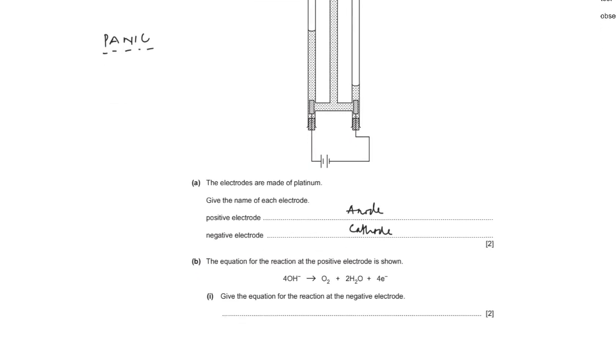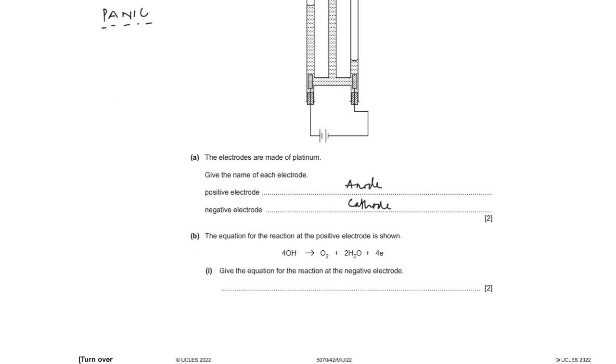Okay, the equation for the reaction at the positive electrode is shown. Give the equation for the reaction at the negative electrode. Okay, so you're basically electrolyzing H2SO4. At the negative electrode, the positive ion will go, that is the hydrogen ion. So hydrogen ion will gain electrons. Electrons are always gained on the left, and we know that hydrogen does not exist as an atom. You will have to write it as a molecule whenever you're writing it individually. So 2 hydrogen ions will gain 2 electrons.